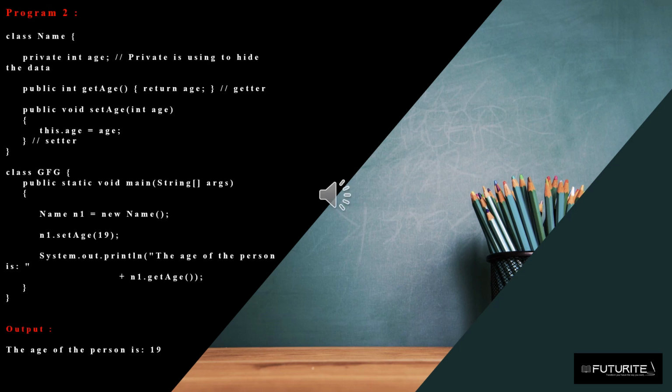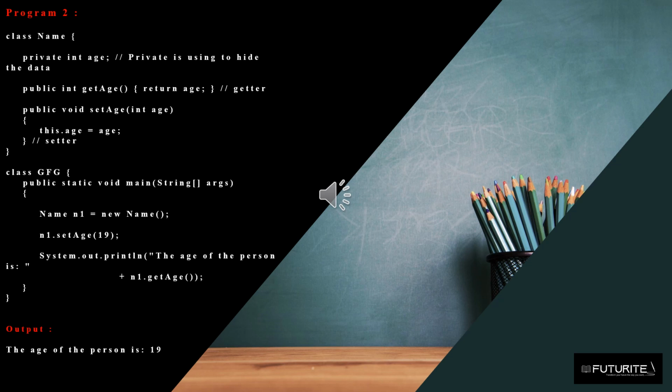So this is another example of encapsulation. See here, under the class name, the age variable is declared as private, the rest are public. Another thing, to give you a very clear understanding: it is clearly written that private is used to hide the data. That is, it is hiding the data from this GFG class. So you will only be able to access this age variable from within the name class.